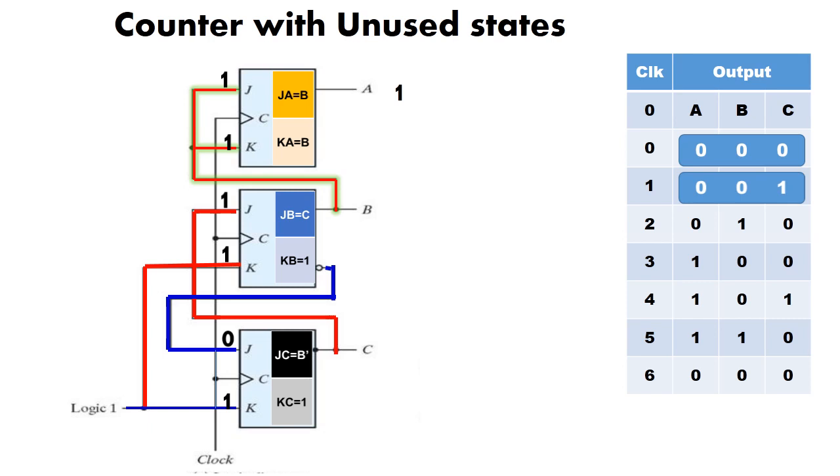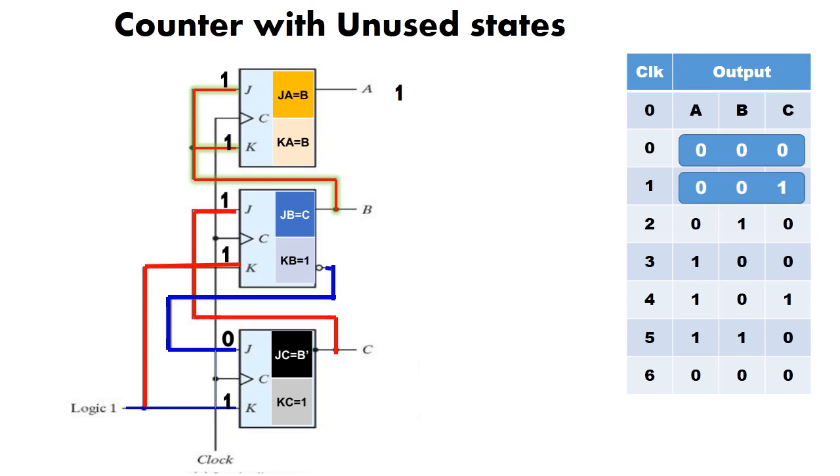Here you can see the present state is 1,1,1, which is an error actually, because the sequence 1,1,1 is not available in our design. Now let's see how the circuit brings it back to the normal sequence 0,0,0.